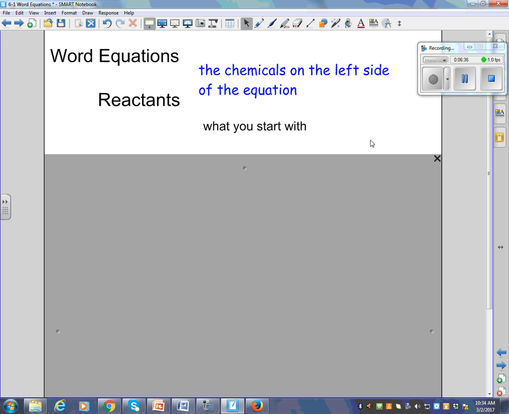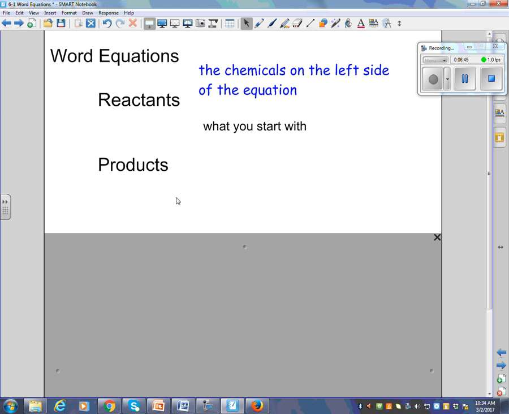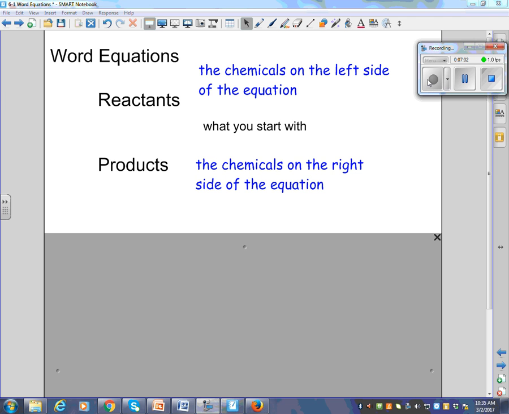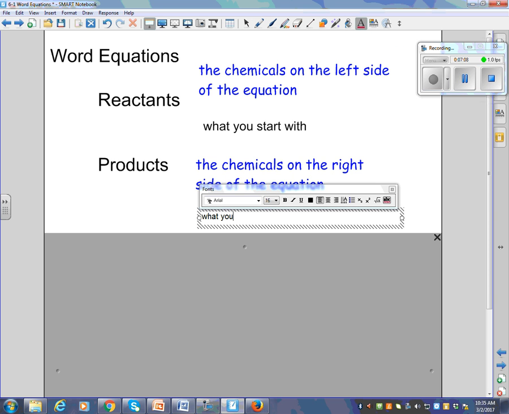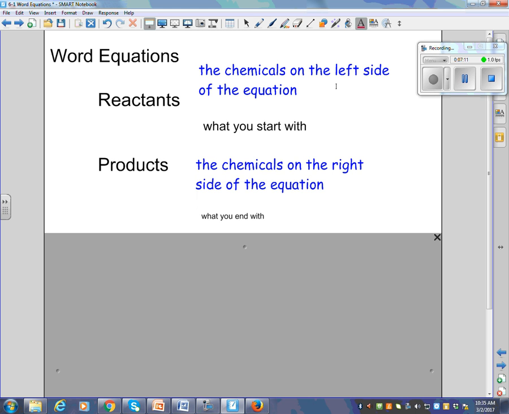If you're eating breakfast, it's the Cheerios and your stomach acid. So the other side is called the? The right side. They're called the products. The chemicals on the right side of the equation. Not right side like out there that sells the tractors and stuff. Not that right side. Oh, well done. Awesome. What else would you say? Instead of what you start with, what would you call it? What you end with. Right? Call it. Desiree, get that down. Okay, so the reactants and the products.